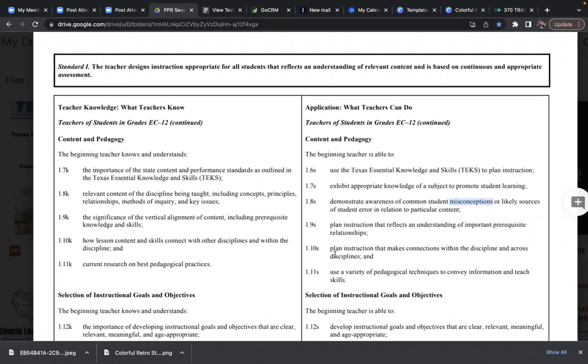Anytime we can plan instruction that makes connections across disciplines, to theater, to fine arts. If I'm an English language arts teacher and I'm connecting to science, I get a gold star as a teacher. My job is to show the students that what they're learning is not something in isolation. English language arts and reading is not in isolation. It is in everything. It is in ads. It is in how we talk. It is in how we write. It's in email. It's in all of it.